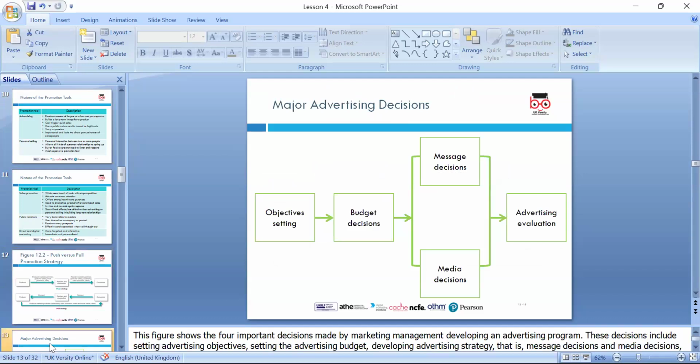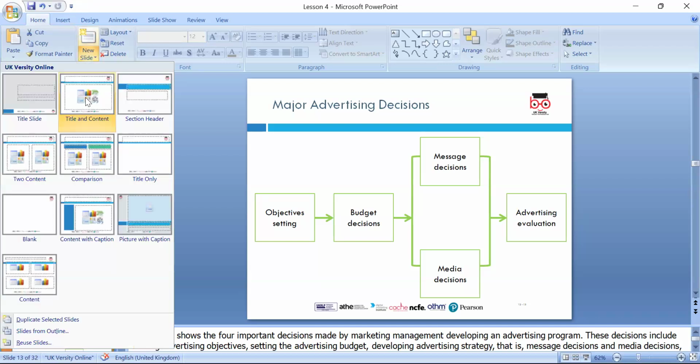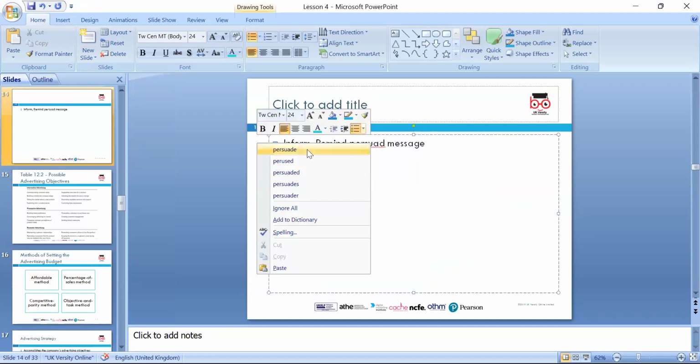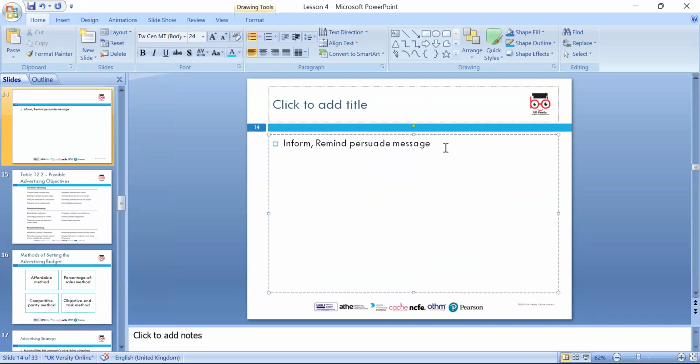So, major advertising decisions: objective setting, it is always good to set objectives. There are three objectives: remind, persuade, and inform. So what are the three objectives? Remind, we want to remind people. That's why we do advertising. So we want to inform, remind, and persuade. We have to look at the persuasive message, which is very, very crucial. That's inform, remind, and persuade, the three types of advertising.